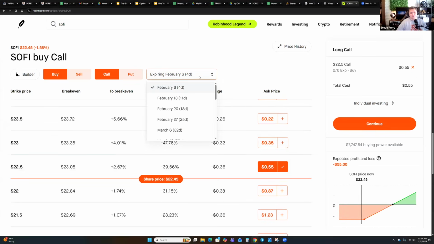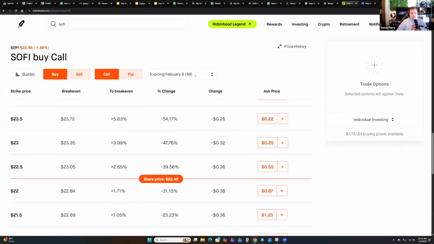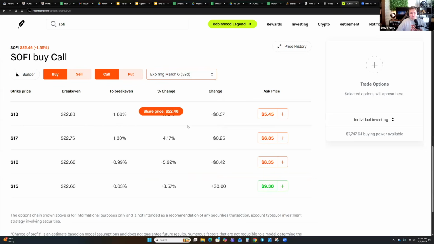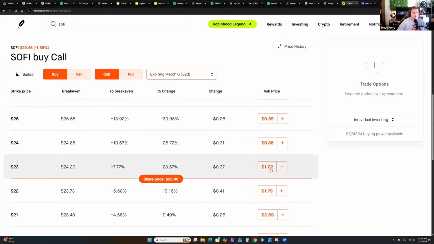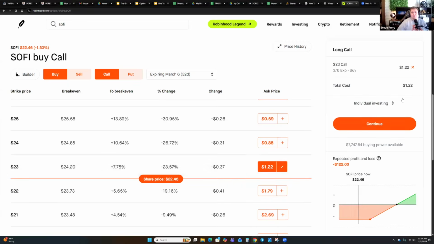Now, if I want to change this to 32 days out, let me go ahead and remove that out of my cart and let's go 32 days out instead. And I buy it at the money or as close to at the money as I can. Let's do the $23 share price. Now the premium is going to be, if I put that in my cart, $1.22 per share. So it's more than double the price.